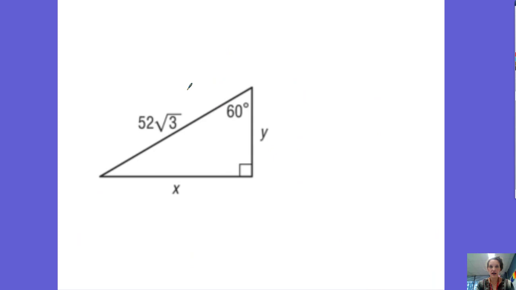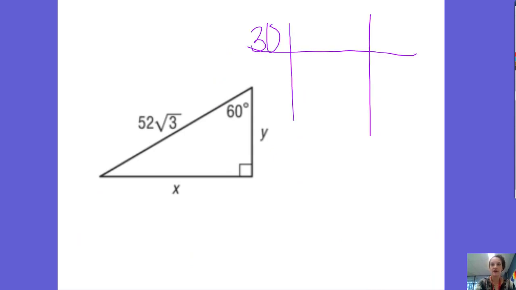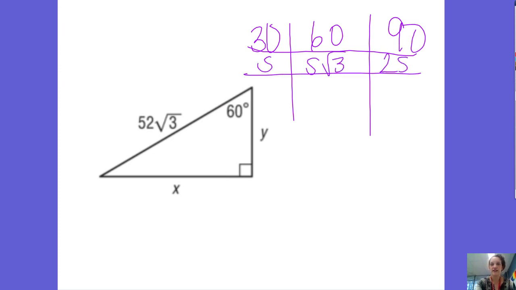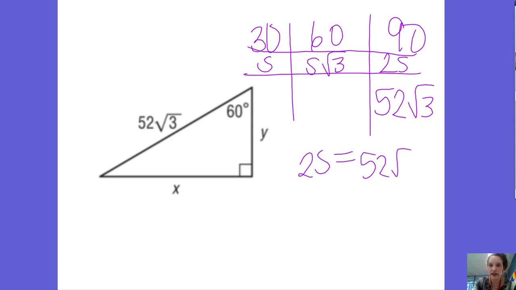On this example, I know the side across from the 90, the hypotenuse. In a 30-60-90, S, S root 3, 2S, this time I know the side across from the 90 is 52 root 3. Remember, to go from the hypotenuse to the short side, I'm going to divide by 2. So 2S equals 52 root 3, and I'm going to divide by 2.